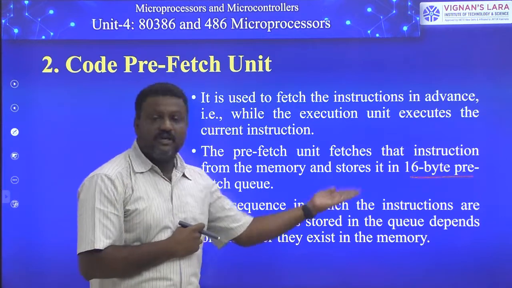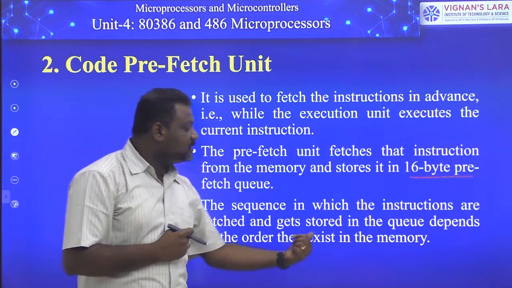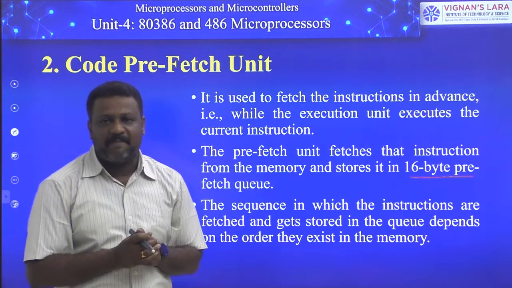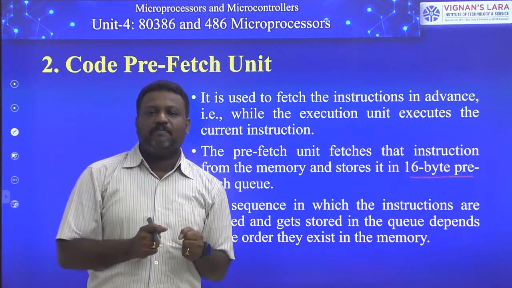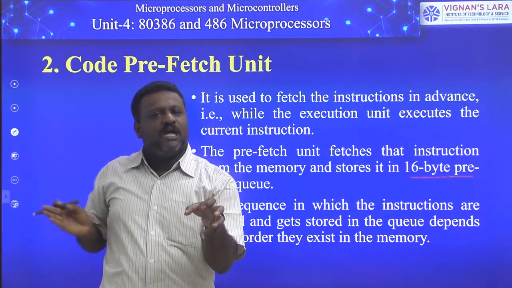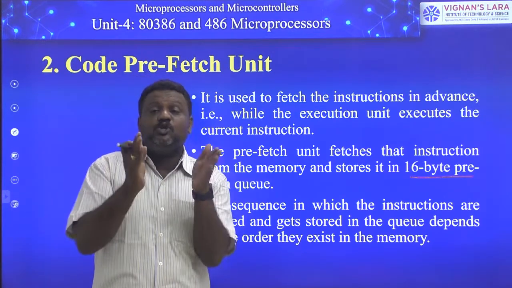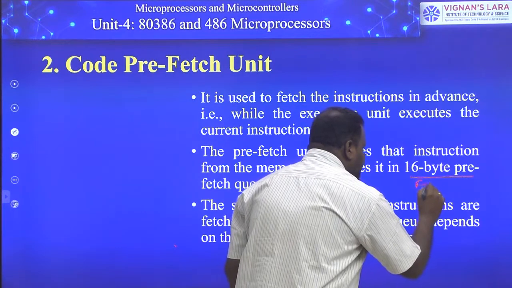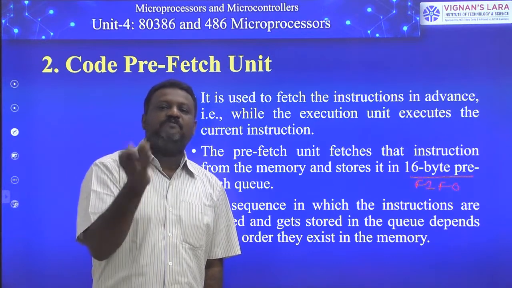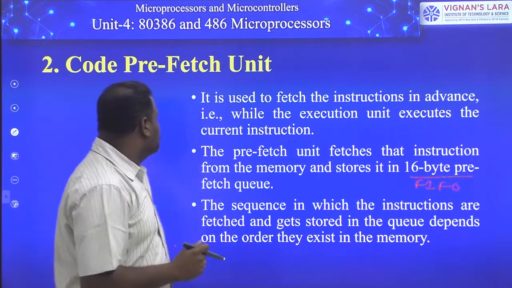The sequence in which the instructions are fetched and stored in the queue depends on the order they exist in the memory. In whatever order we fetch the instructions from the memory, in that same order I copy my instructions into the prefetch queue. From there, my instruction is transferred to the next stage, that is, the instruction decode stage. That means my queue operating principle is first in, first out. The instruction that first enters the instruction prefetch queue is the first to leave the queue. That's the meaning of this.